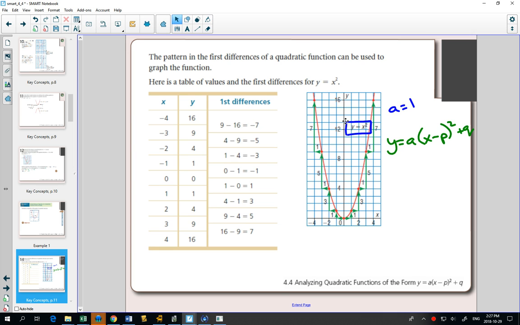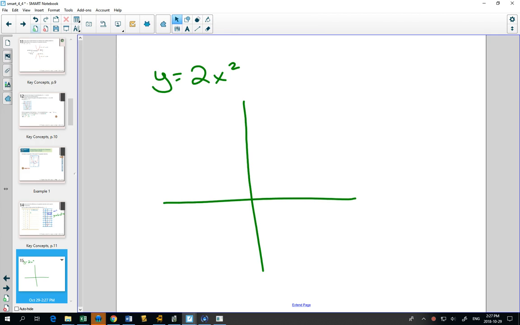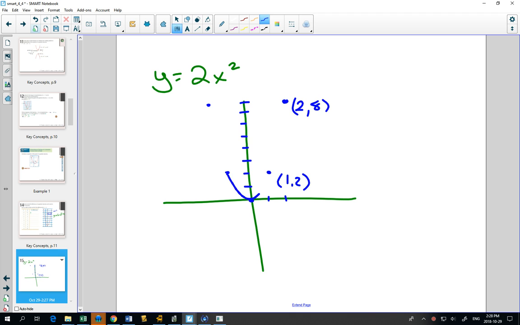So if I were to graph y equals 2x squared, I would know that my vertex is still at (0, 0), but now I'm going to go over 1, up 2, over 1, then up 6. So I would have the points (1, 2) and (2, 8). Same thing on the other side, and you could draw your curve through those points, put arrowheads on the end to show how it goes.